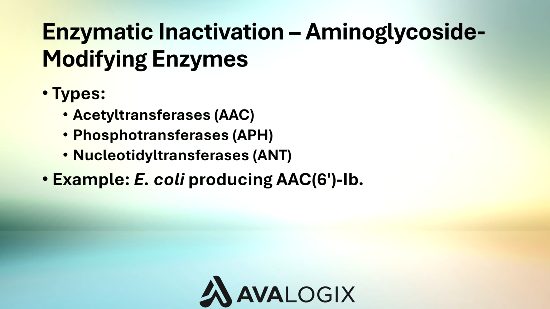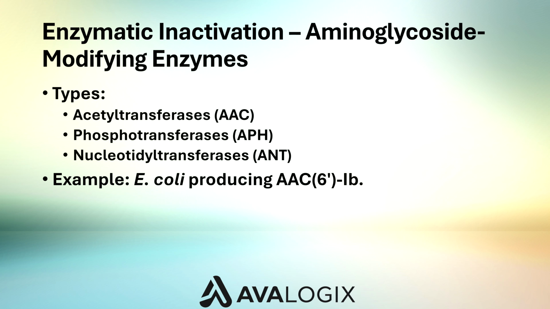Now, let's talk about another enzymatic resistance pathway, aminoglycoside-modifying enzymes, or AMEs. Aminoglycosides, like gentamicin, tobramycin, and amikacin, work by binding to the bacterial 30S ribosomal subunit and disrupting protein synthesis. They're potent, but bacteria have developed clever ways to neutralize them.